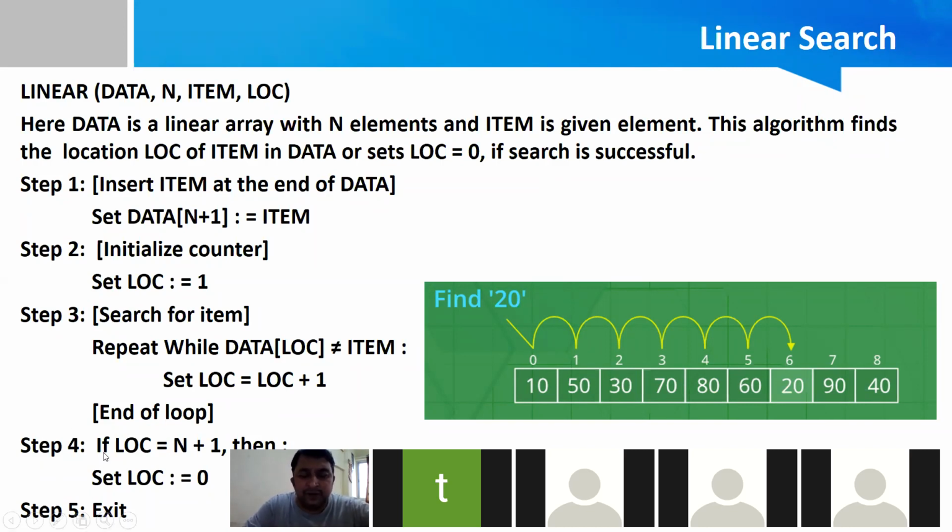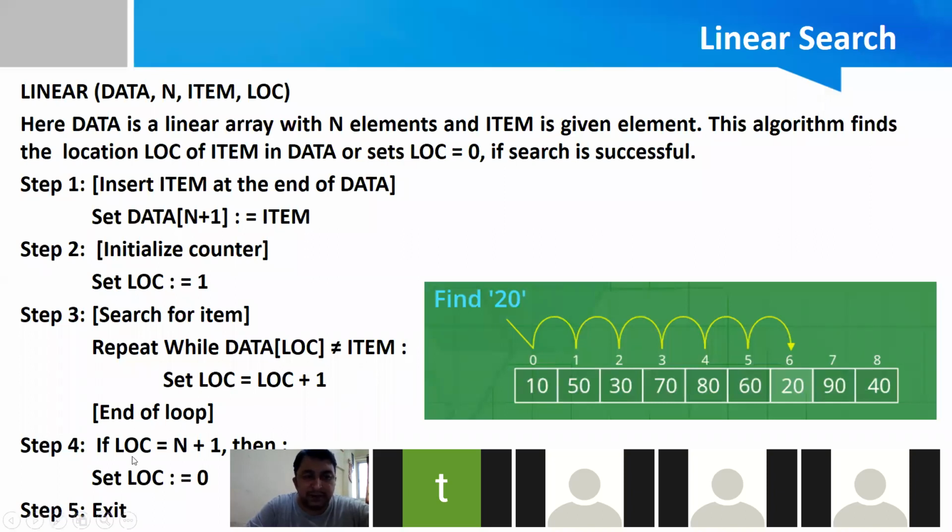Now step number 4: if location is equal to n plus 1. The location value will become n plus 1 when you didn't find the element. Here n plus 1 is 20, right? The location value keeps incrementing by 1, going 1, 2, 3, 4, 5 likewise. When the location value becomes n plus 1, if 20 is not found, it will by default go into the last memory location.